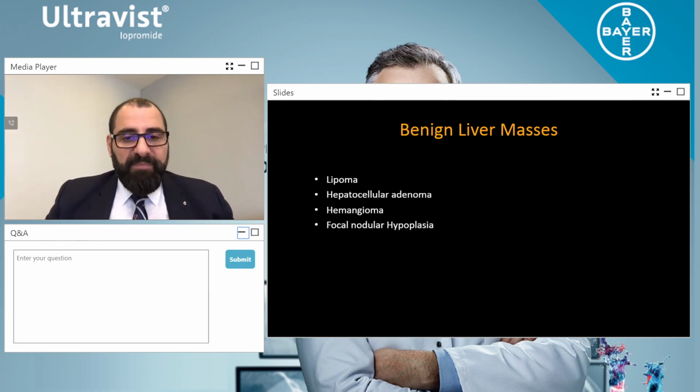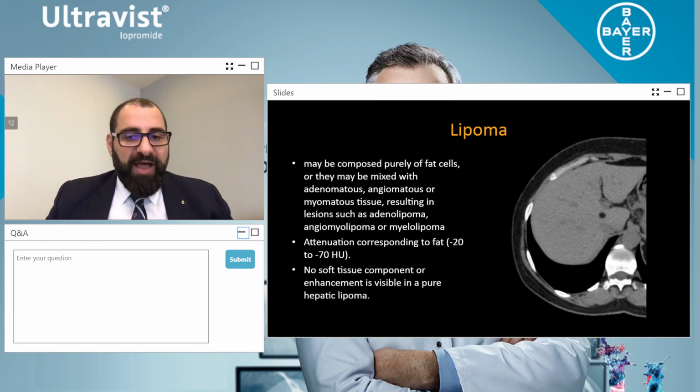So if I look at a lipoma, it's usually fat within a lesion. You have a well-circumscribed border. You can see it quite nicely in the pre-contrast. But remember, the Hounsfield unit will be between -20 and -70 Hounsfield units. And you have no soft tissue enhancement. But remember, at low kVp, the low contrast resolution is a lot better and my spatial resolution is higher.